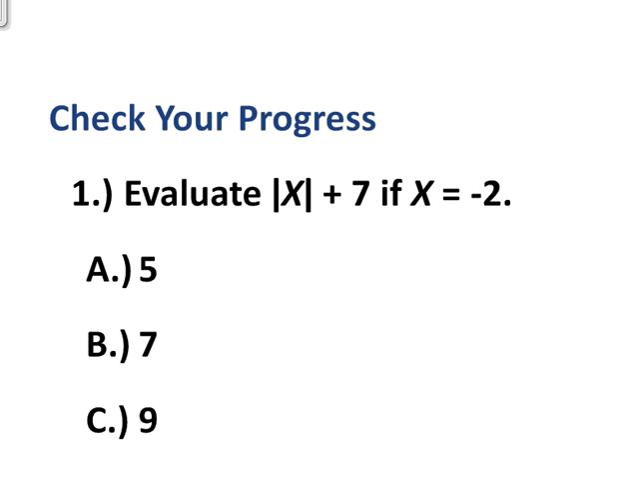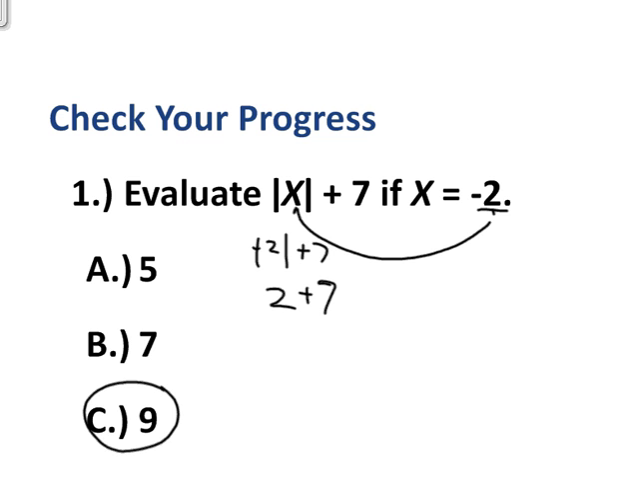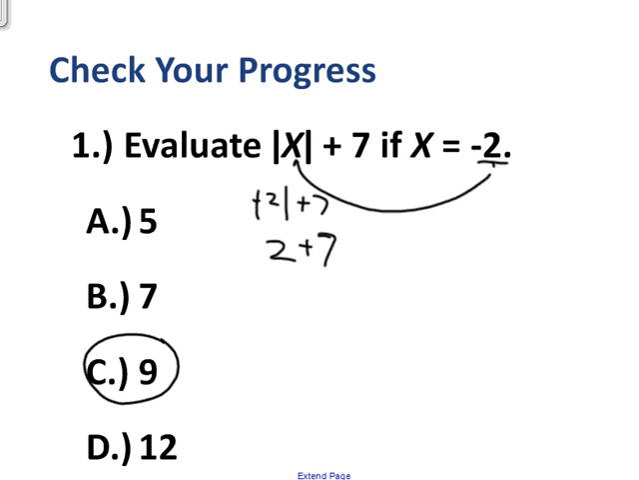Please do this one on your own. We're going to substitute the number negative 2 in for x in the absolute value symbol. So we're going to say the absolute value of negative 2 plus 7. The absolute value of negative 2 is 2 units from 0, doesn't matter the direction, plus 7. 2 plus 7 becomes 9. The answer is 9.